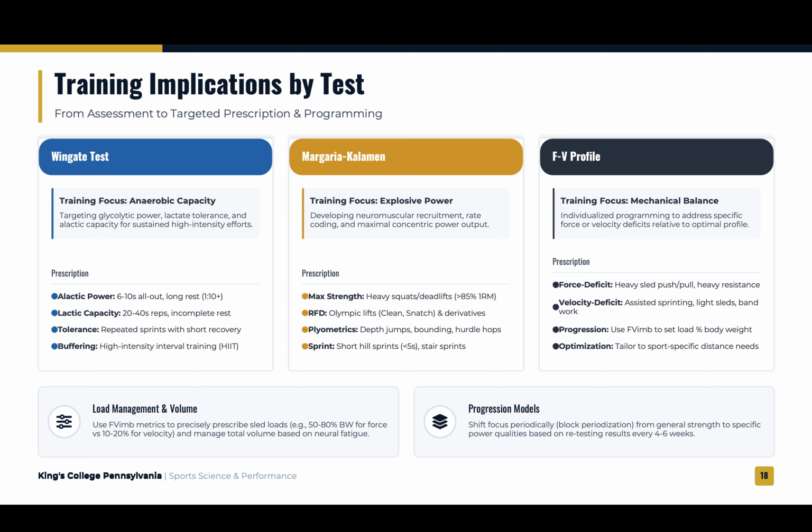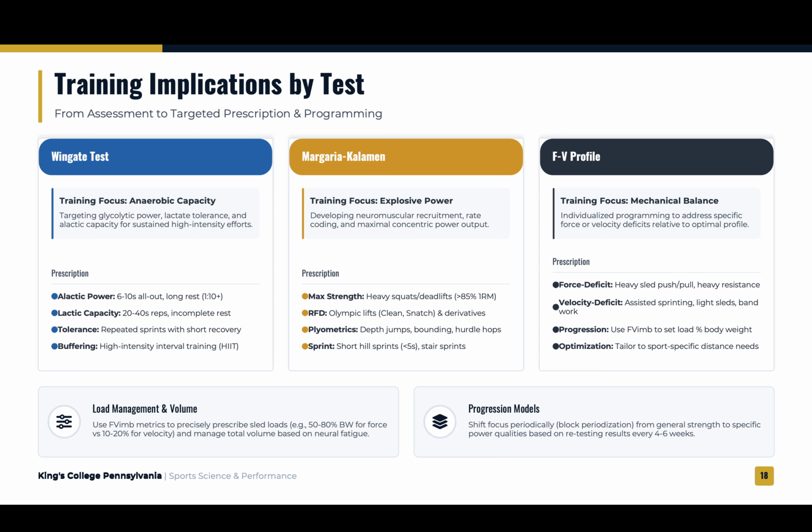The Margaria-Kellman, the principal main focus is explosive power. For max strength, heavy squat, deadlifts more than 85% of the 1RM. Rate of force development, you use Olympic lifts, plyometrics, and sprints, like short hill sprints. For the force velocity profile, if you have a force deficit, you can use heavy sled push, pull, heavy resistance. Velocity deficit, you use assisted sprinting, light sled, overspeed work.